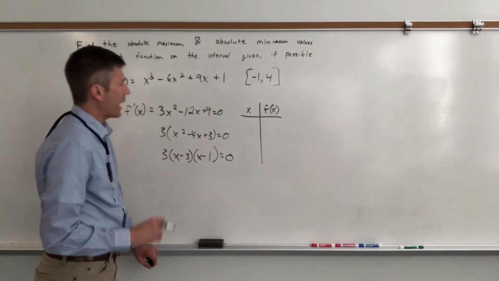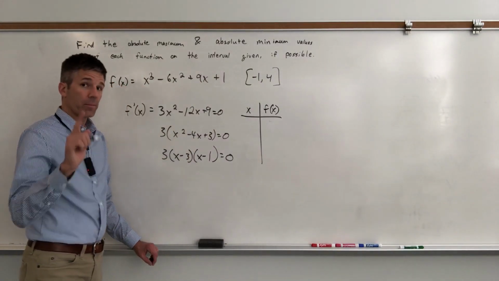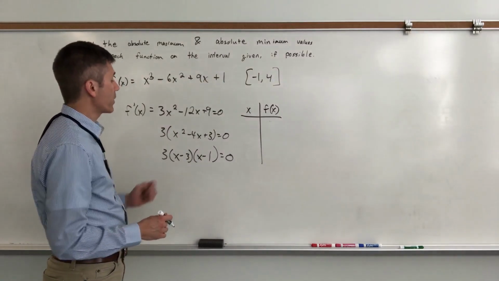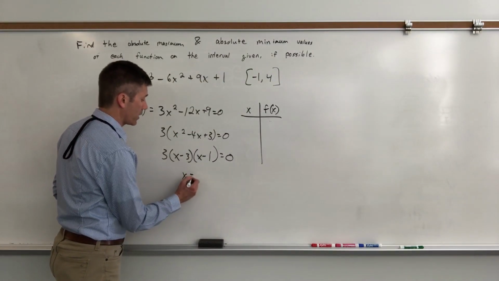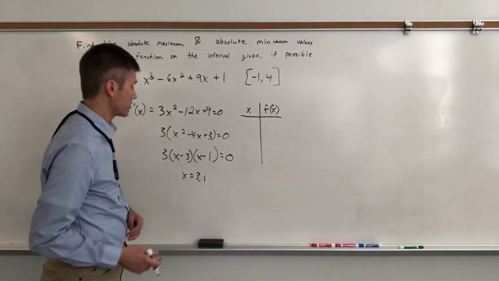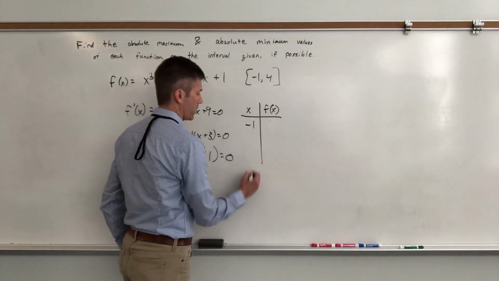Okay, I need to consider every place where the derivative doesn't exist, not an option here. Everywhere that the derivative equals 0, which would be 3 and 1, and every endpoint of an interval, we're going to plug all those in. So endpoints of the interval would be -1 and 4.